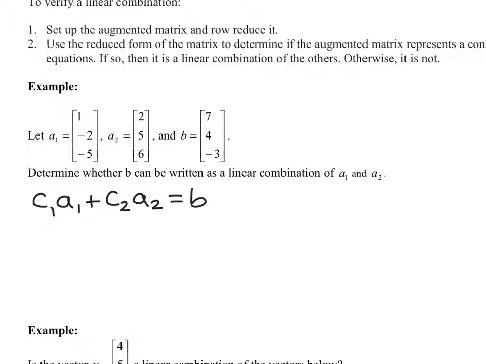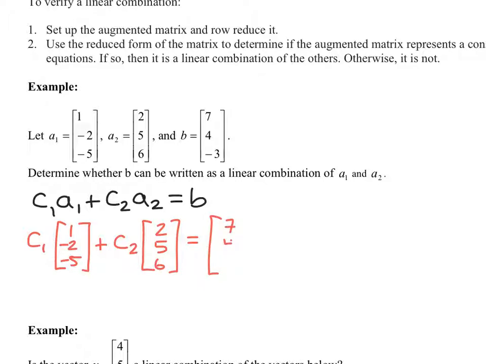So from that, I would say C sub 1, because that's my unknown, times 1, negative 2, negative 5, plus C sub 2 times 2, 5, 6, is going to be equal to 7, 4, negative 3. Now, if I wanted to, I could multiply this all out. I would end up with a system of equations, 3 equations and 3 variables. But I would be going in a big old circle, and I don't want to do that. I'll talk you through what I'm not going to write down, and then tell you why.